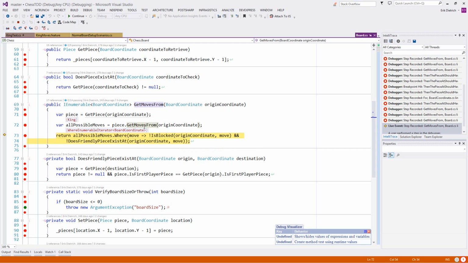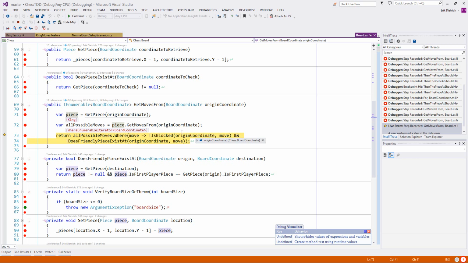So, all possible moves is 5, and then it looks like maybe there's some kind of problem, I want to say with is blocked, or does friendly piece exist at. It seems as though I'm having a problem in one of those, and I don't remember whether I solved that problem quickly or not.